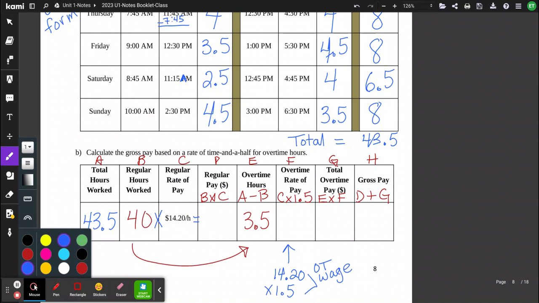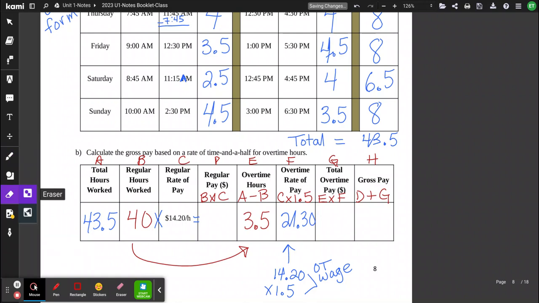So who can find the OT wage for us? That's going to be $21.30. Let's just make that a little more clear. That's glitching a bit. $21.30. All right, now all we've got to do is our multiplying.